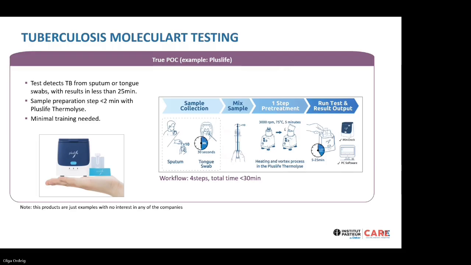And this is an example of PlusLife. PlusLife is a molecular test that fits in the palm of a hand. It is fully battery operated. It's isothermal. It uses isothermal amplification and fluorescence detection. It has a very simple workflow with an easy sample prep step, and the time from sample to the final report, let's call it like this, is less than 30 minutes.